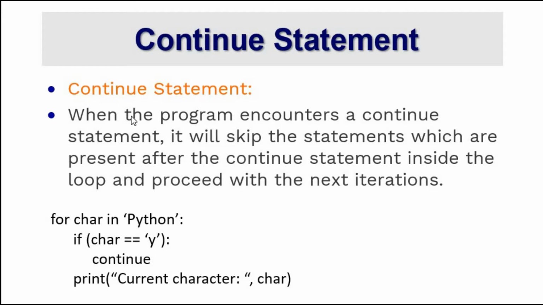When the program encounters a continue statement, it will skip the statements which are present after the continue statement inside the loop and proceed with the next iteration. So what does it mean? It means it will skip that part of the line. If you want to skip any line in the program, you just type continue and that line will be skipped. Let's do this in our code editor and that will make the concept clear.